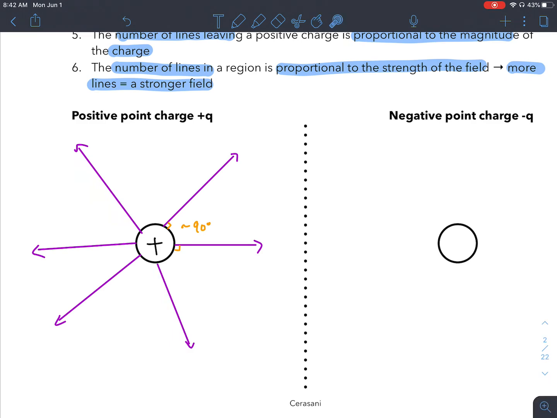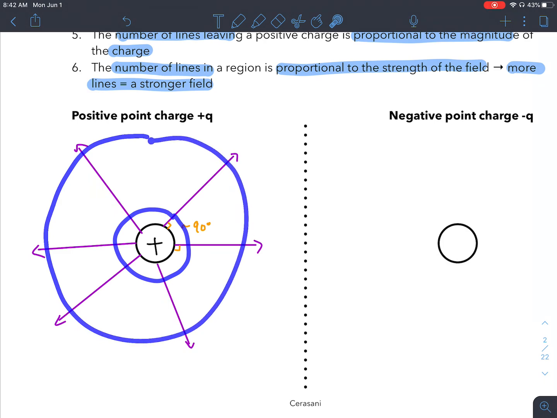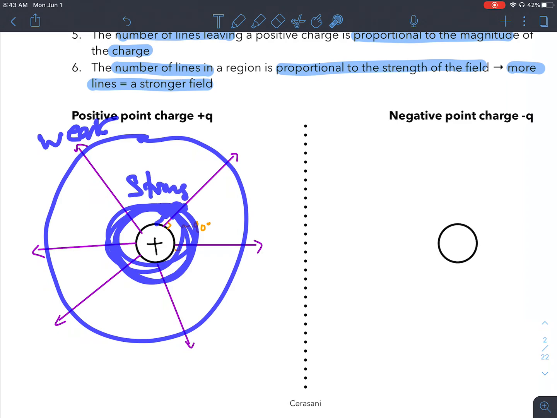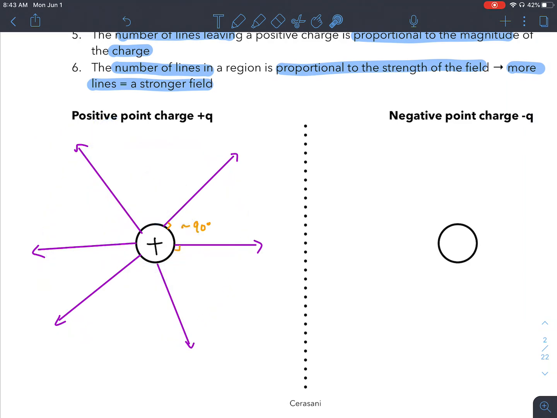If you notice, if I were to draw a circle like this, the lines here are a lot closer than the lines out here. That is because the further away you get from the charge, the weaker the field is. So the field out here is weak compared to the field right next to the charge, where the lines are closer together. That's your strong field. That's one of the nice visualization tools for this stuff.